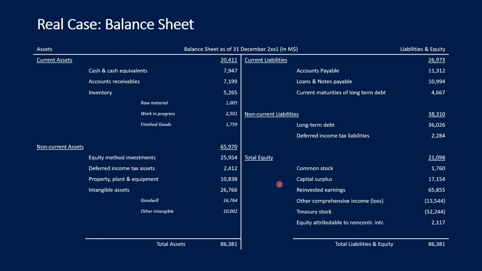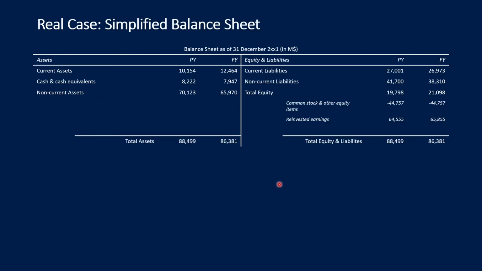Let's go into some real case. This is the balance sheet that you already know from other videos. Of course, this balance sheet is lacking the previous year, so let's shorten it a little and simplify it, and let's put the previous year in. What other changes have I made? Of course, I had to exclude the cash and cash equivalents. So let's have a look.